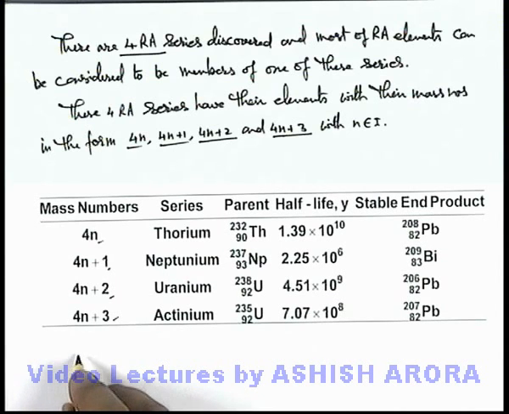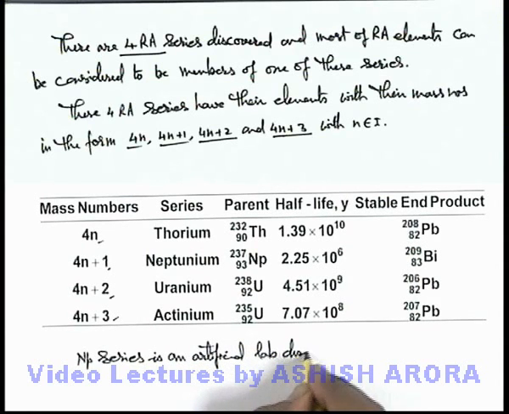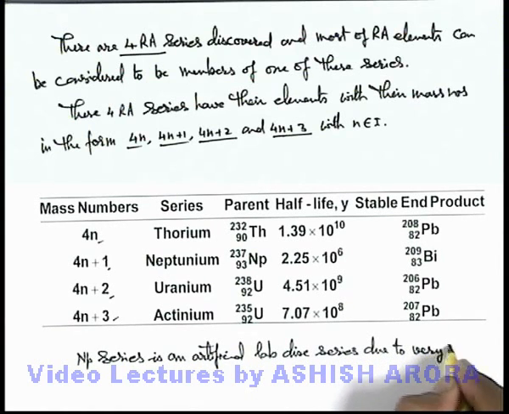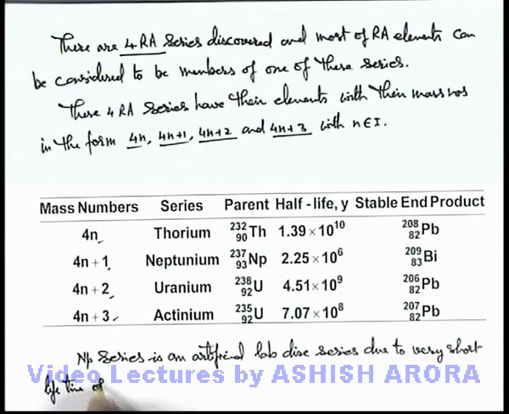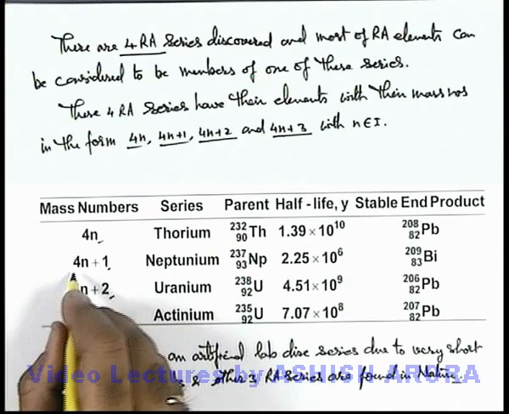Here we can also write one important fact: the neptunium series is an artificial, laboratory-discovered series due to the very short lifetime of its elements, and the other three radioactive series are found in nature. Only the neptunium series is the one which is laboratory discovered.